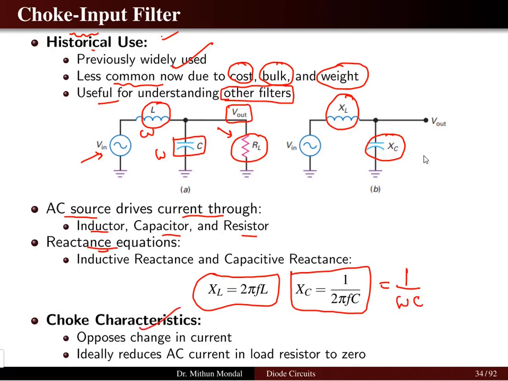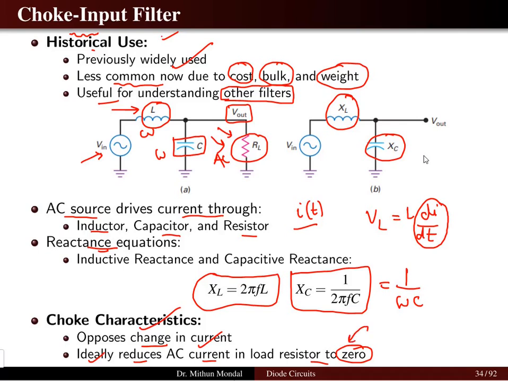If we talk about the characteristic of the choke, the inductor is known as the choke, which opposes the change in the current. We know that the voltage of the inductor is given by L di by dt. Because the current is a function of time t, the inductor will oppose the change in the current. Ideally, it should reduce the AC current in the load resistor to 0. So if you have any AC current going to the resistor, in the ideal condition, the inductor will make it 0 because it will not allow a sudden change in the current.